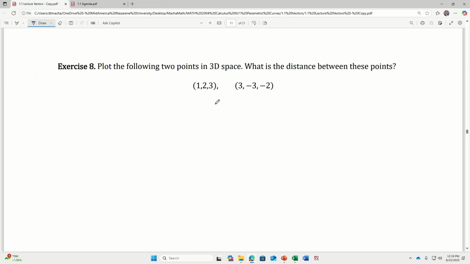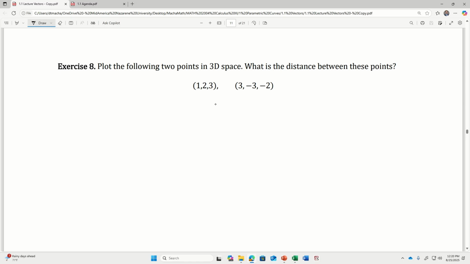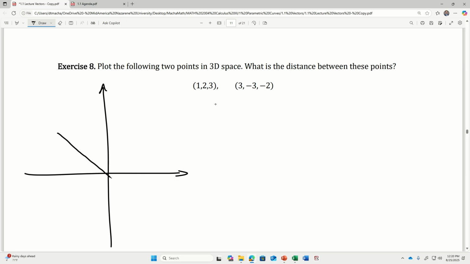Plot the following 2 points in 3D space. What is the distance between these points? And whenever I do this, I'm going to correct a mistake I maybe made last time, because I don't remember. If we're going to plot something in 3D space, we need a 3-dimensional coordinate space, like these axes. We need 3 axes. And we're going to label them like this.